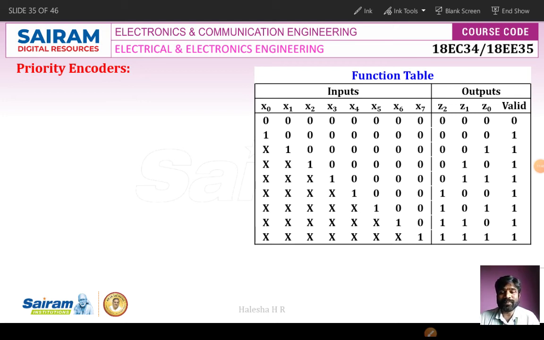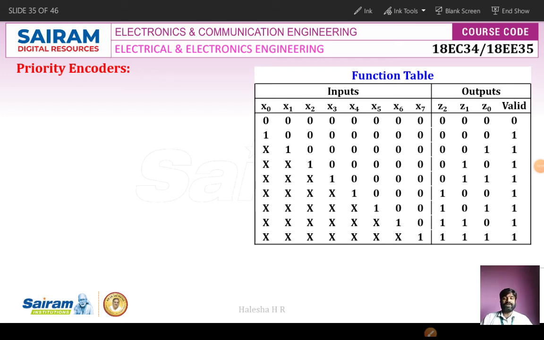Observe the second row. x0 is 1, the remaining are all 0. That means x0 is selected, and the remaining are not selected. So the output is three zeros, and that is valid, so the valid output is 1. Observe the next row: x0 is don't care, x1 is 1, and the remaining are all 0. So the output corresponds to x1, that is 0, 0, 1.